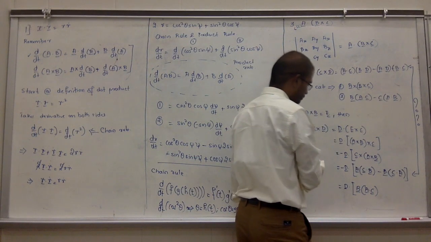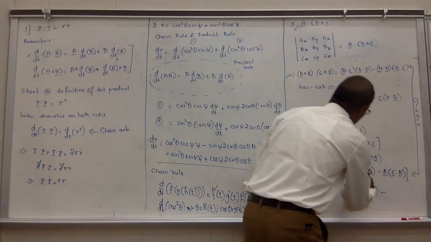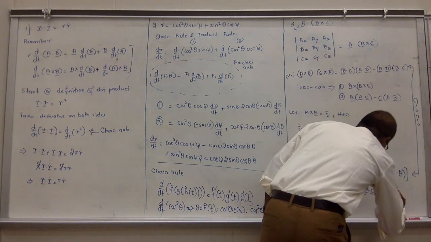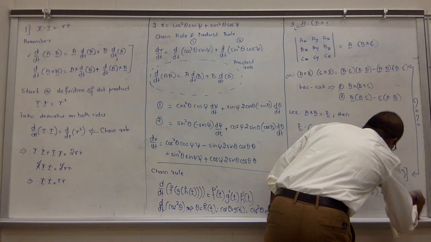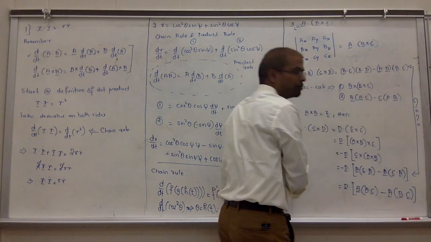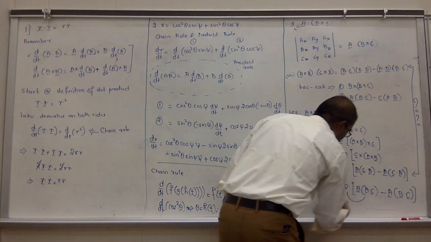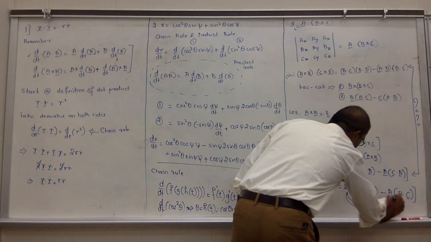Okay? So minus, what do you need here? B dot C, right? You see B dot C? You're going to write A, B dot C. Now I'm going to distribute this B. I'm going to distribute it here and here.